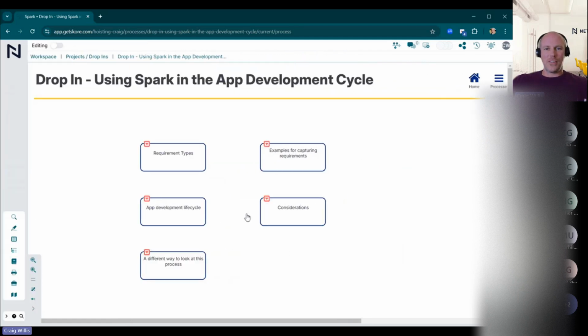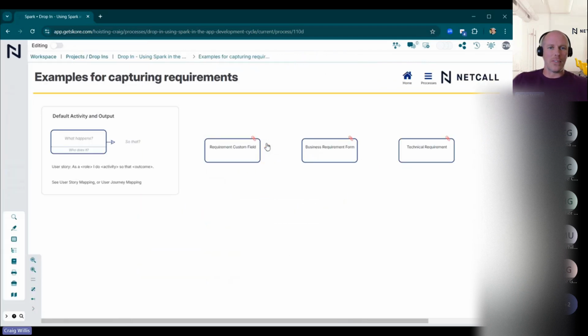Now, let's quickly dive into some of the different things we've got around capturing requirements in Spark. Starting very, very simply, the way we capture processes in Spark, our activity and Y box or outputs, the questions we used were very deliberately designed around the idea of a user story. So as this role, I do this thing so that I get some output or outcome. So right from the very beginning it helps people to think about what is it we do and why do we do it? What's the output that we get?